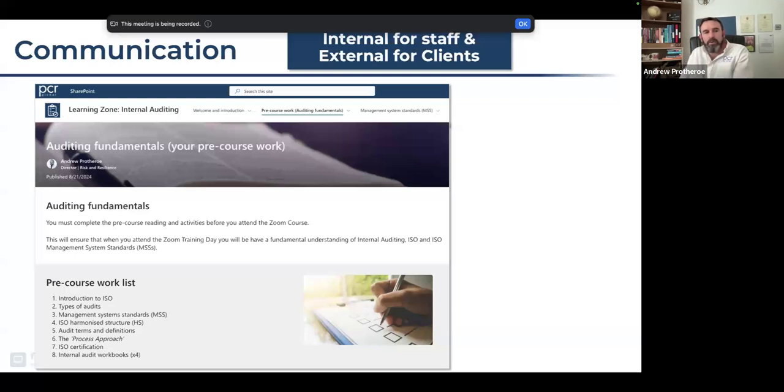Comms, really important. Again, we don't usually show this stuff, internal for staff and external. That's what we've got to have. How do we communicate? Internally. So the guys, audit fundamentals.